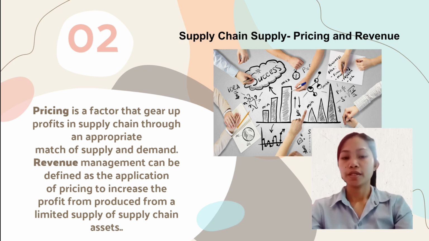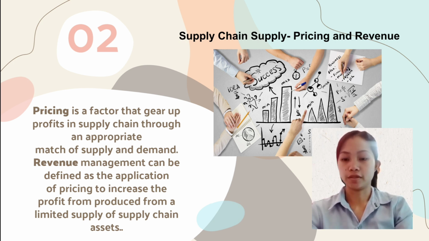Revenue management can be defined as the application of pricing to increase the profit produced from a limited supply of supply chain assets. It means to maximize the profit from goods from a finite quantity of supply chain assets, or the money generated from normal business operations calculated as the average sales price times the number of units sold.